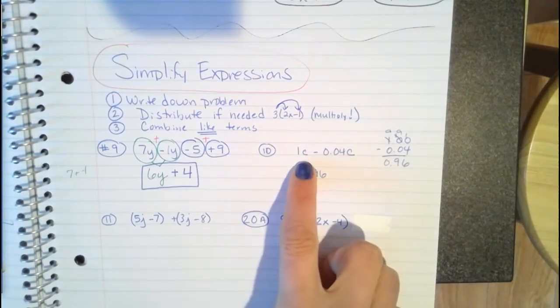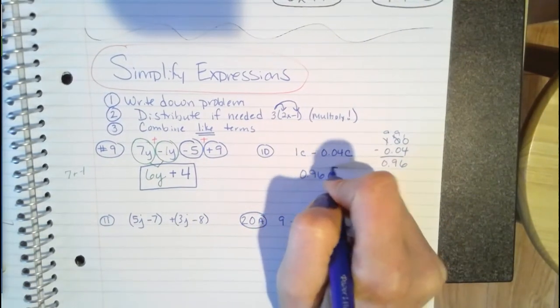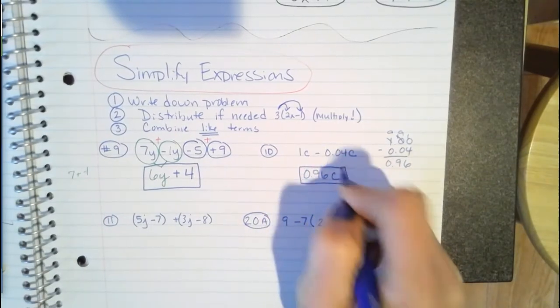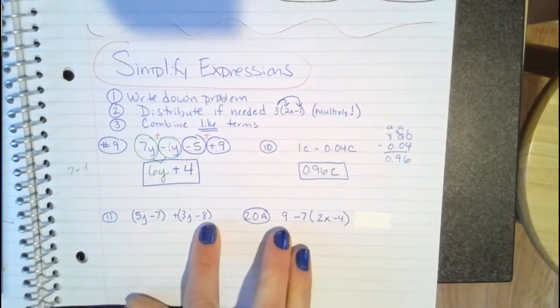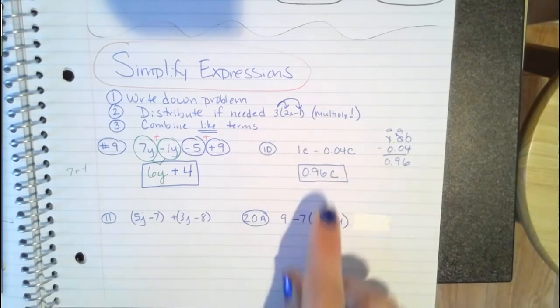Okay, we can think of this as being carrots. I have 1 whole carrot and I take away 4/100 of a carrot. I'm left with 96/100 of the carrot. Okay. Or 1 whole cookie, take away 4/100 of a cookie is 96/100 of a cookie.